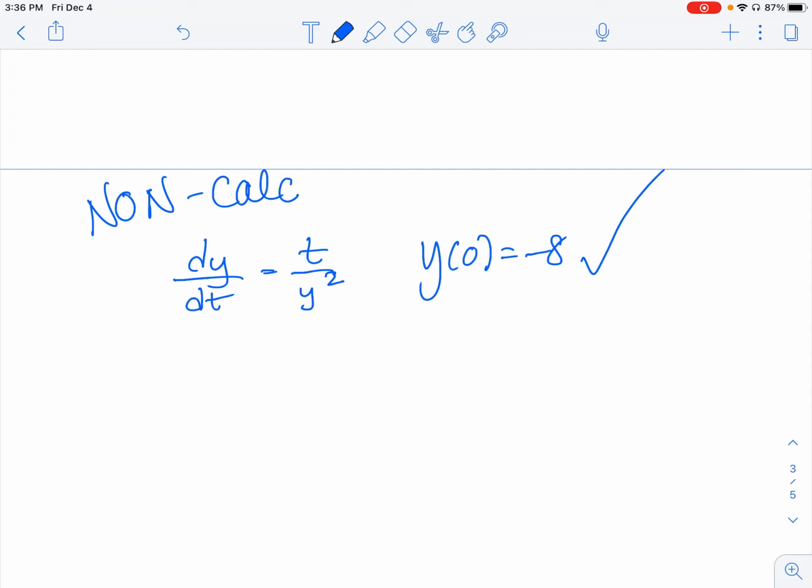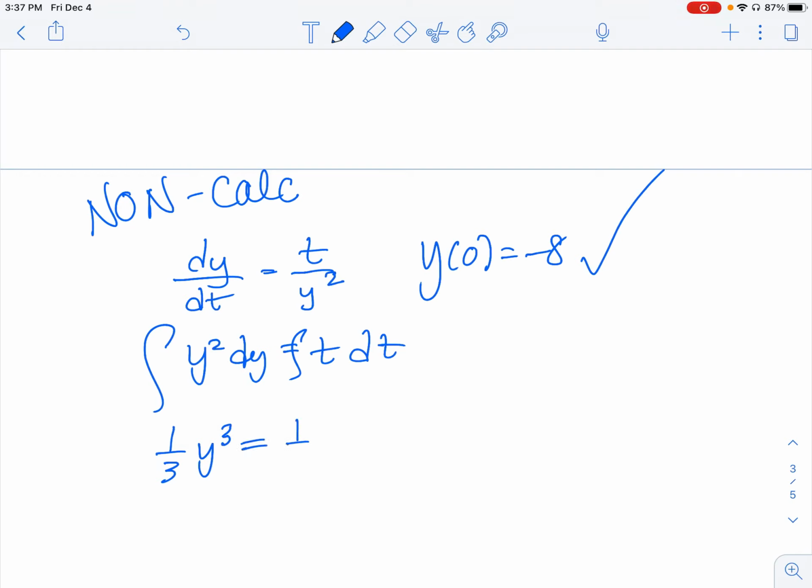So right away, we're going to separate variables. So y squared dy, no problem, t dt. Now we're going to integrate. So 1/3 y squared, nope, y cubed, sorry, is equal to 1/2 t squared plus c.